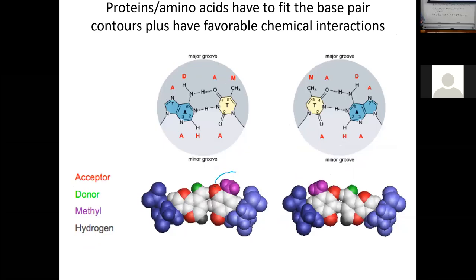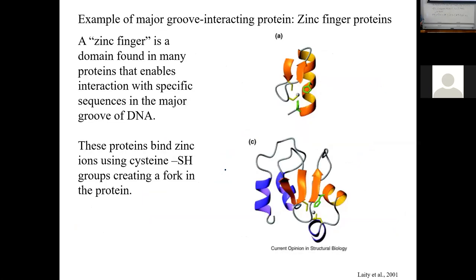Here's another set. Notice here we have a methyl group, and that methyl group occupies space. And so if we're going to have complementary favorable interactions between protein and DNA, there has to be accommodation for the topography of the DNA, as well as the topography, the overall shape of the surface of the protein. And this can get very complicated. I'm going to talk briefly about one particular type of transcription factor, or at least one motif found in transcription factors. This is a fairly common one, and it's called a zinc finger.